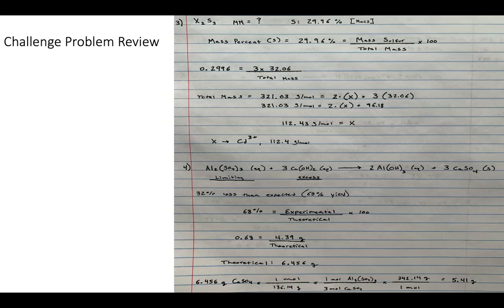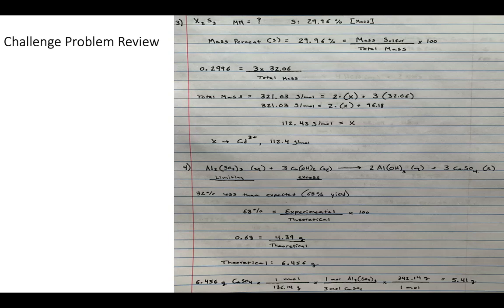So we actually experimentally collected 4.39 grams, and we can solve for our theoretical yield, how much we should have gotten in this experiment. And knowing that we only got 68% of what we should have gotten, we can find that we should have obtained 6.456 grams of product, right? Via dimensional analysis, that's how much we should have gotten.